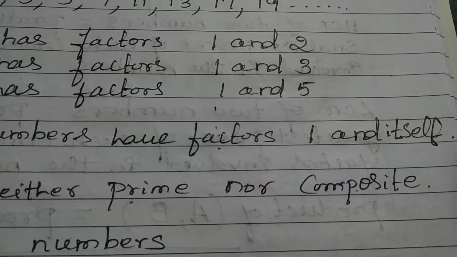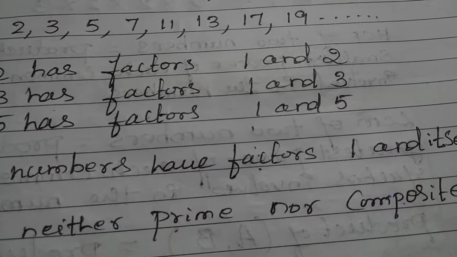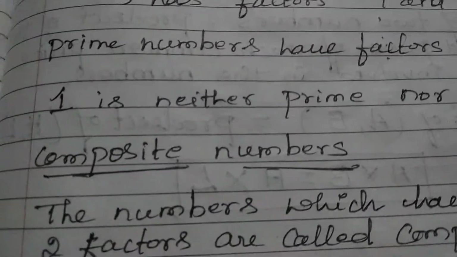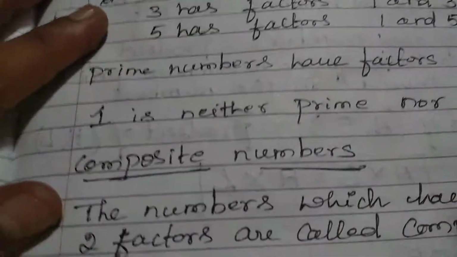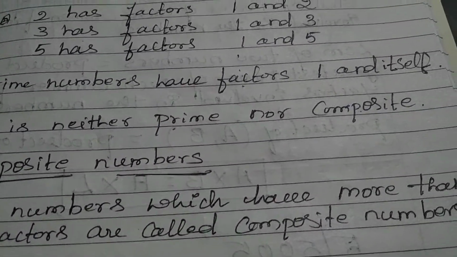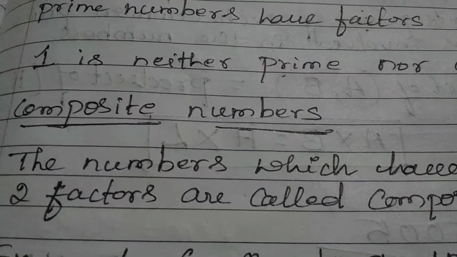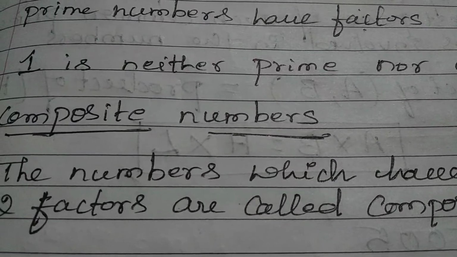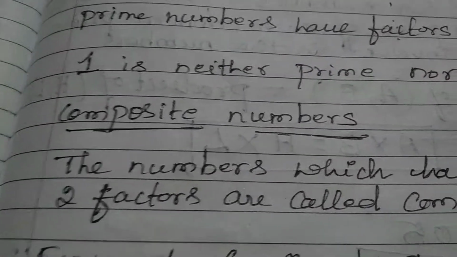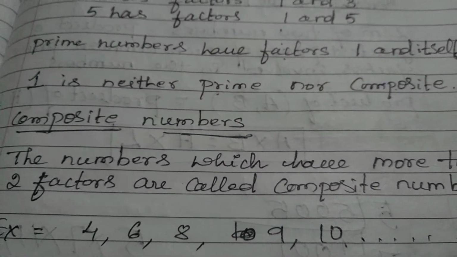What is a composite number? Composite numbers are the numbers which are not prime. So all the numbers which are not prime are called composite numbers. Okay, we'll see the definition of a composite number: a number which has more than 2 factors. See, a prime number has how many factors? 2 factors. But a composite number has more than 2 factors. So the numbers which have more than 2 factors are called composite numbers.